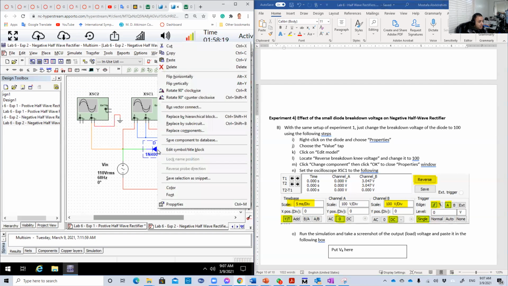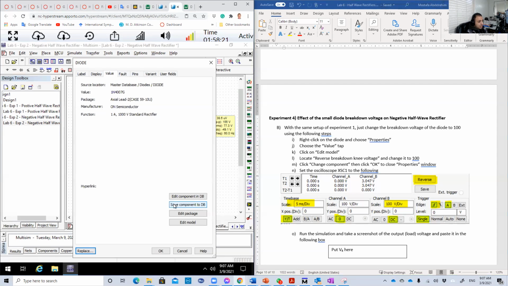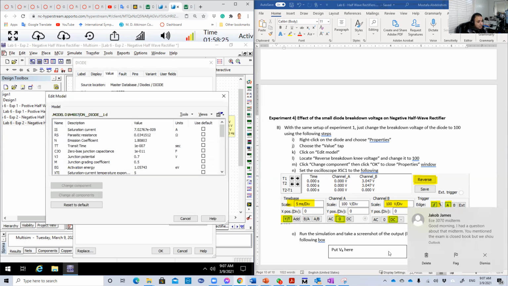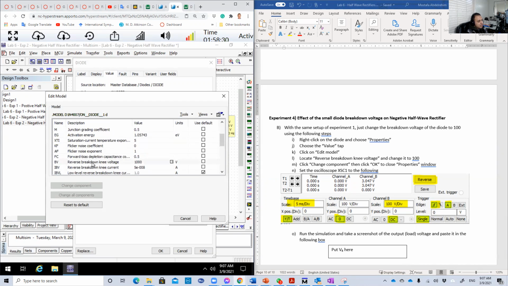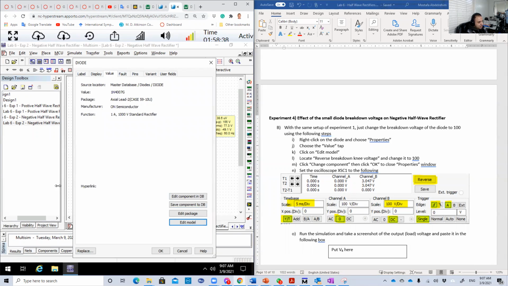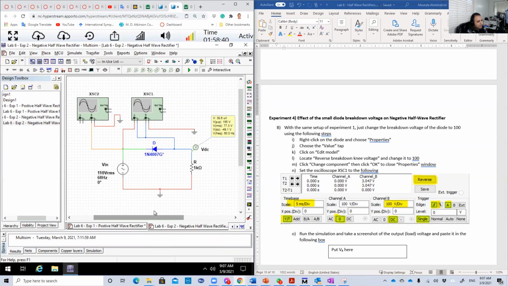So we edit the model: right click on the diode, choose the value tab, then edit model here, and search for reverse breakdown knee voltage, which is that one. Just make it 100, click anywhere, press change component, then okay. Now this has changed, that's why you see the asterisk here.